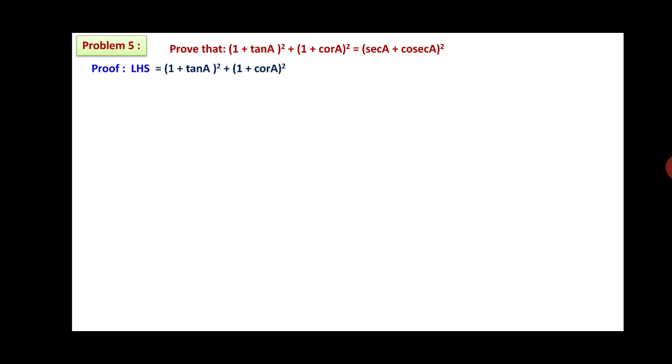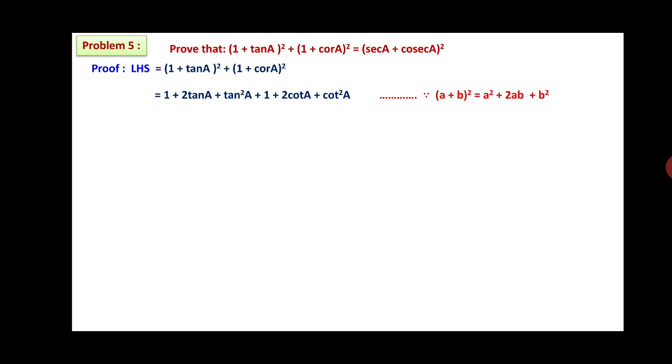Now we'll consider problem number 5. Prove that bracket 1 plus tan a square plus bracket 1 plus cot a square is equal to bracket sec a plus cosec a square. Friends, we'll write the LHS: bracket 1 plus tan a square plus bracket 1 plus cot a square, which will be equal to 1 plus 2 tan a plus tan square a plus 1 plus 2 cot a plus cot square a.